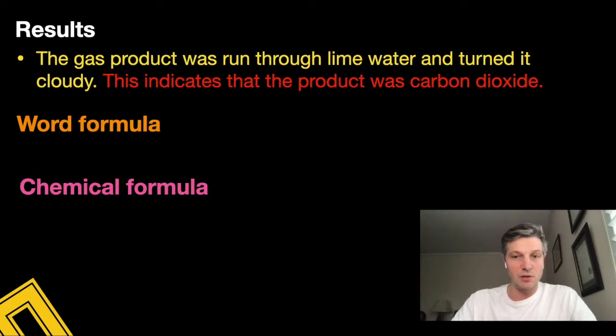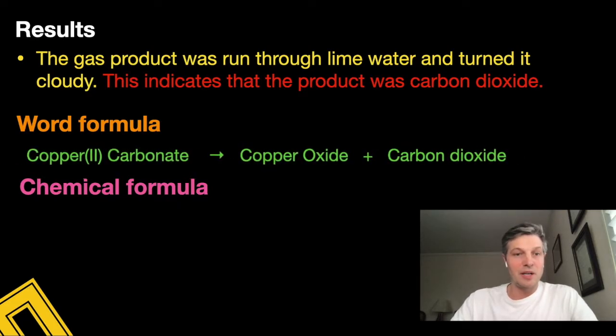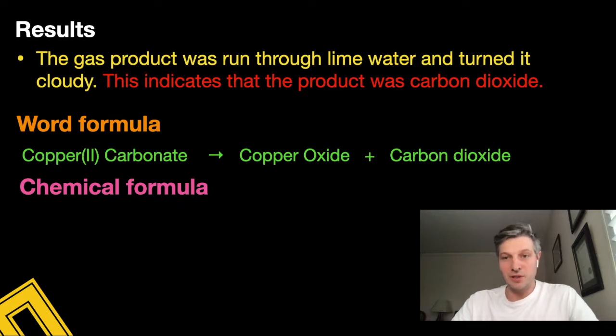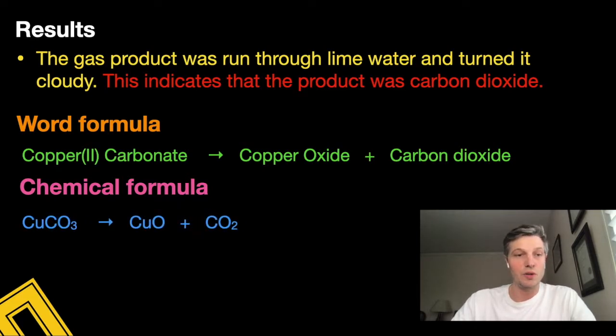So you should have got copper carbonate gives us copper oxide plus carbon dioxide. And our chemical formula will be CuCO3 gives CuO plus CO2.